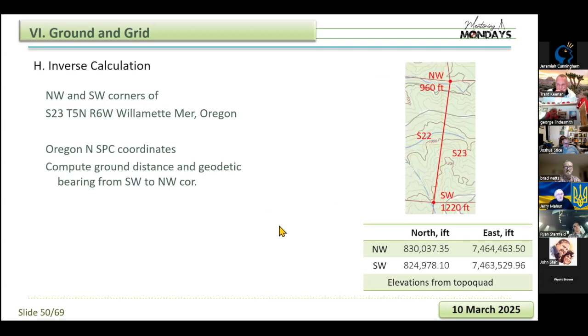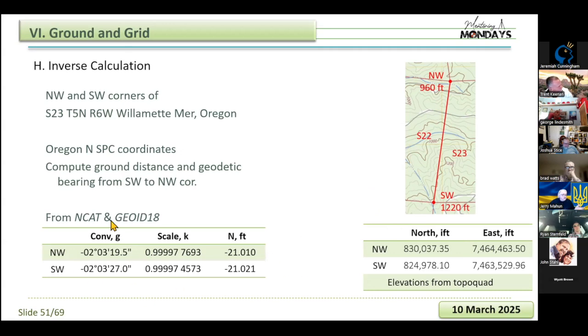Okay. Now, how about going the other way? Say that I've got grid and I want ground. Well, basically what we do is we go backwards. So here are the northwest and southwest corners of section 23 of the Willamette meridian in Oregon. And I've got Oregon North Zone state plane coordinates for these 2 points here. I can get my grid distance and my grid direction from that, but what's my geodetic direction and my ground length? So I just work it backwards.